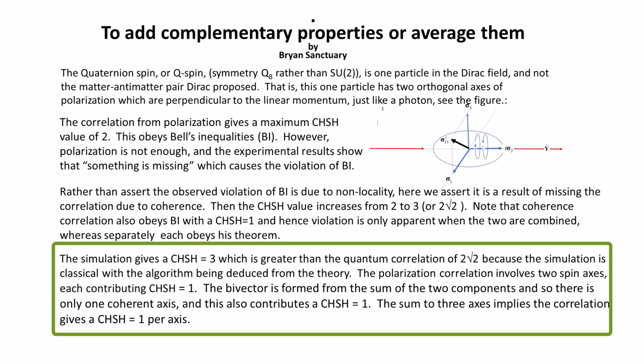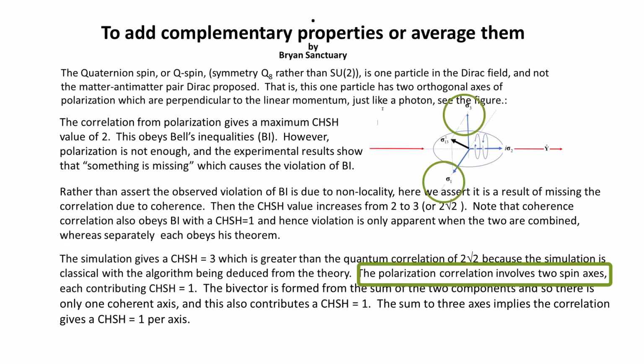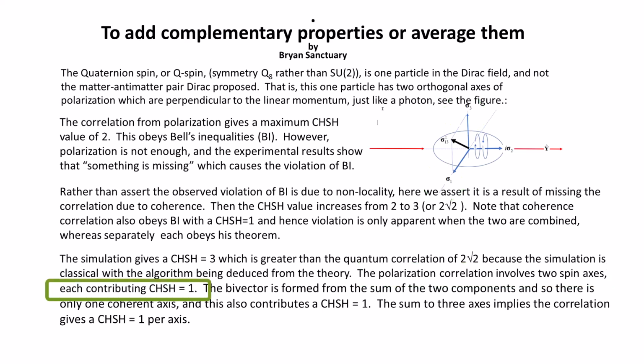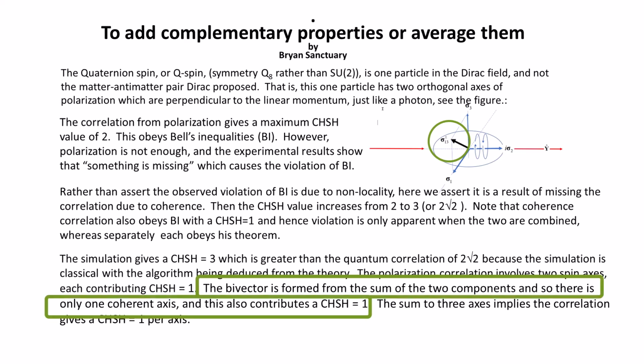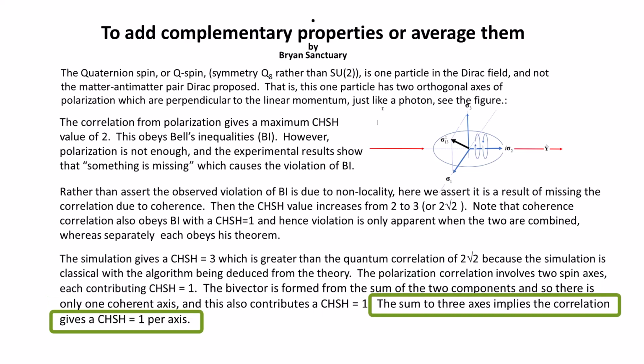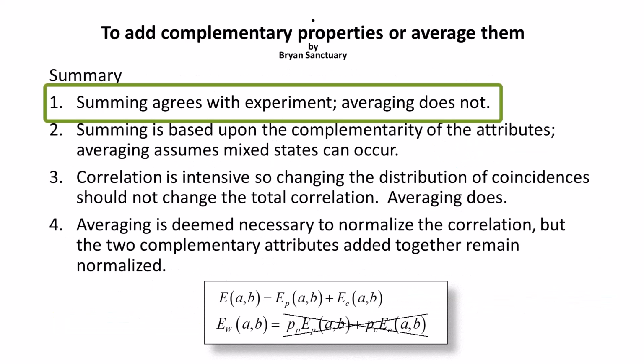The simulation gives a CHSH value of 3, which is greater than the quantum correlation of 2 root 2, because the simulation is classical, with the algorithm being deduced from the theory. The polarization correlation involves two spin axes, each contributing a CHSH value of 1. The bivector is formed from the sum of these two axes, and so there is only one coherent axis, and this contributes a CHSH value of 1 as well. The sum of these three axes implies the correlation gives a CHSH value of 1 per axis. Summing agrees with experiment. Averaging does not.